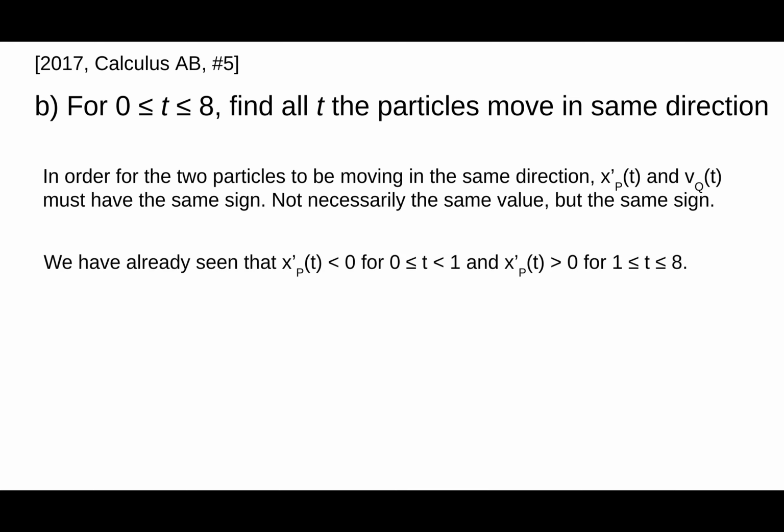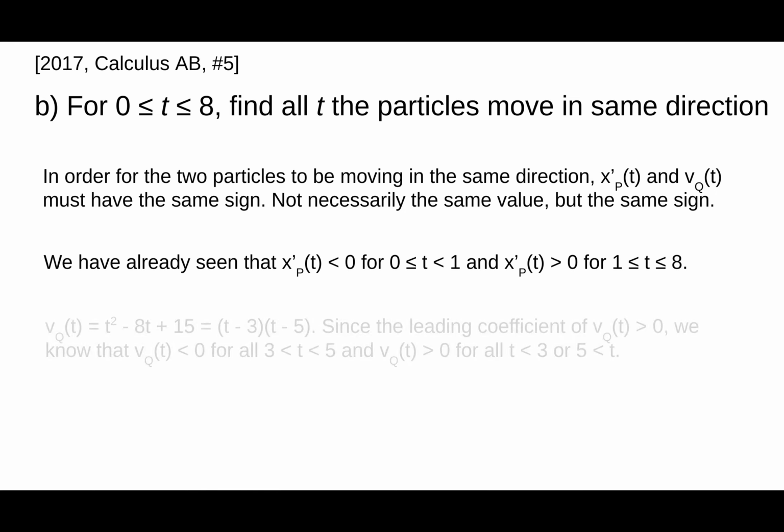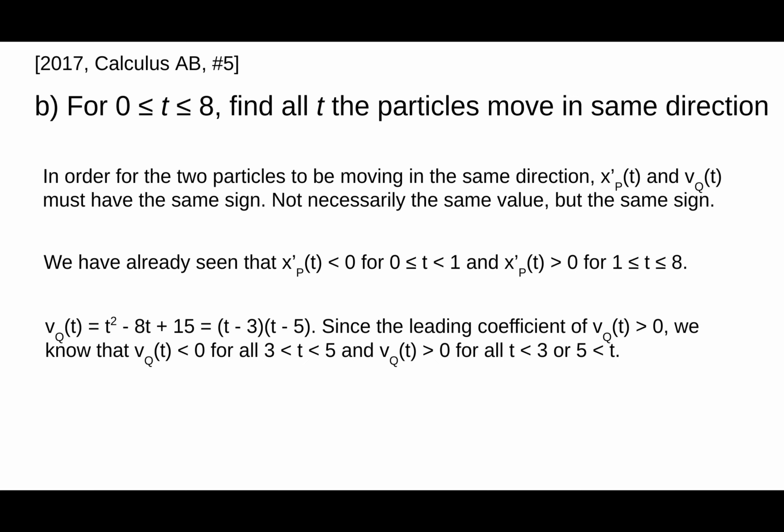We've already seen that x prime P of t is negative when t is between 0 and 1, and positive when t is between 1 and 8. The velocity function for Q, t squared minus 8t plus 15, that's factorable. That's t minus 3 times t minus 5. And since the leading coefficient is positive for v Q of t, we know that this parabola would open up, and therefore v Q of t would be negative between 3 and 5 and positive elsewhere.